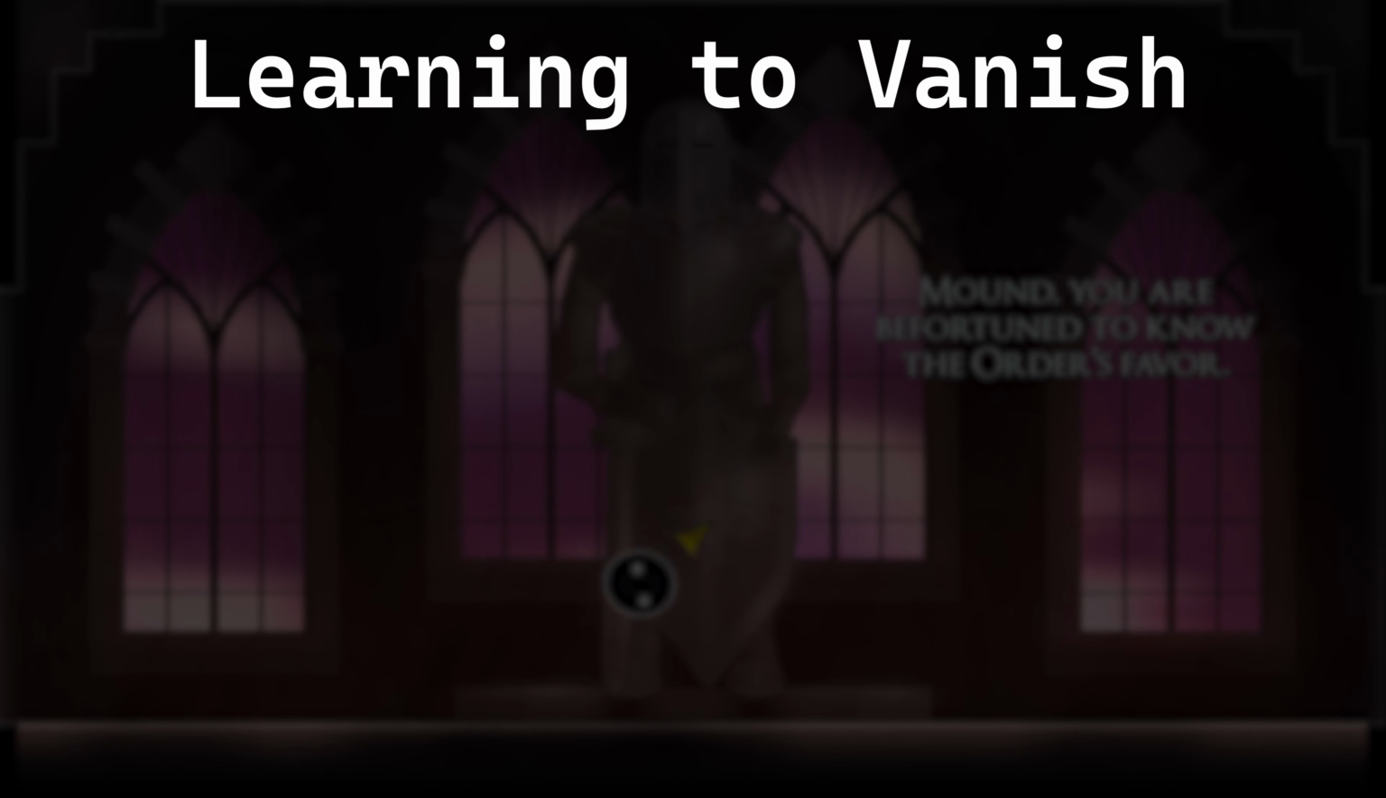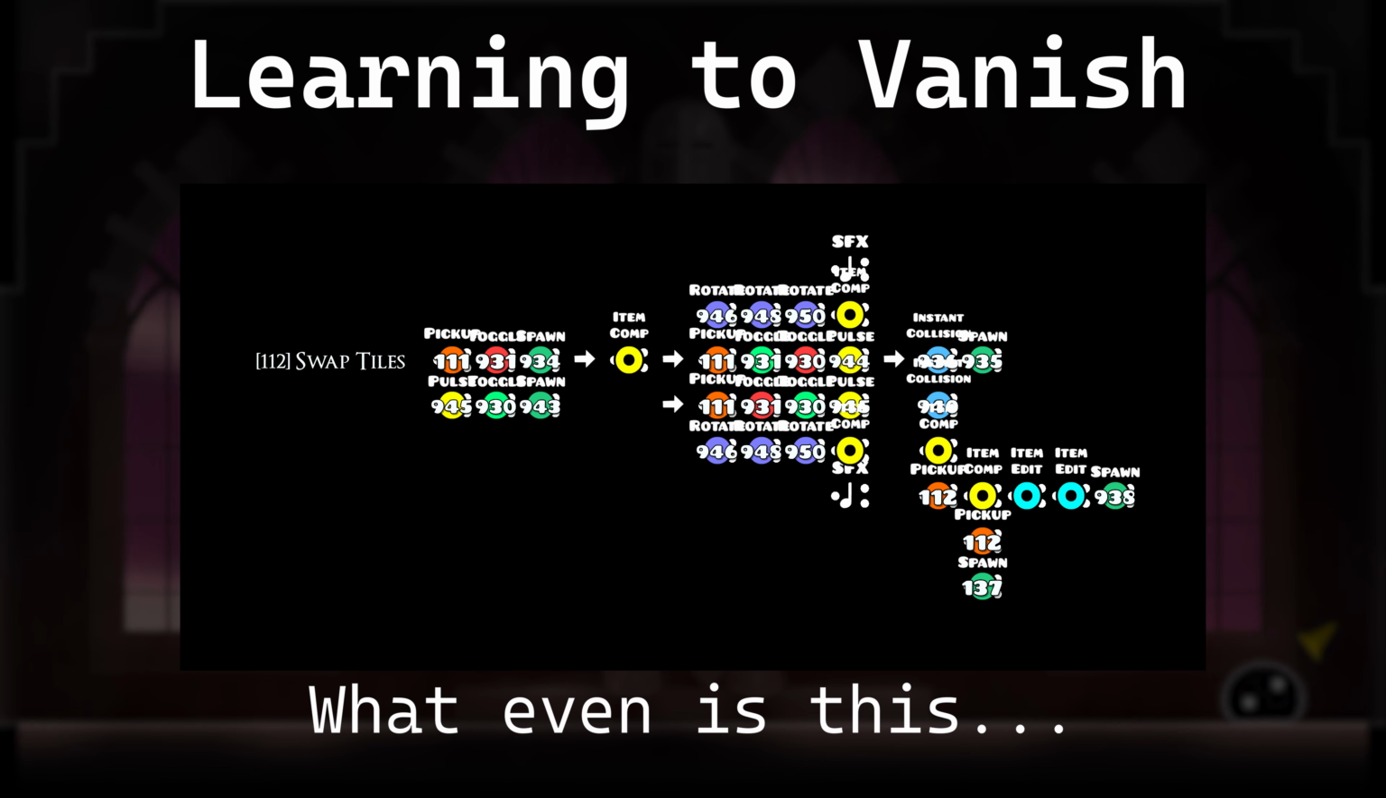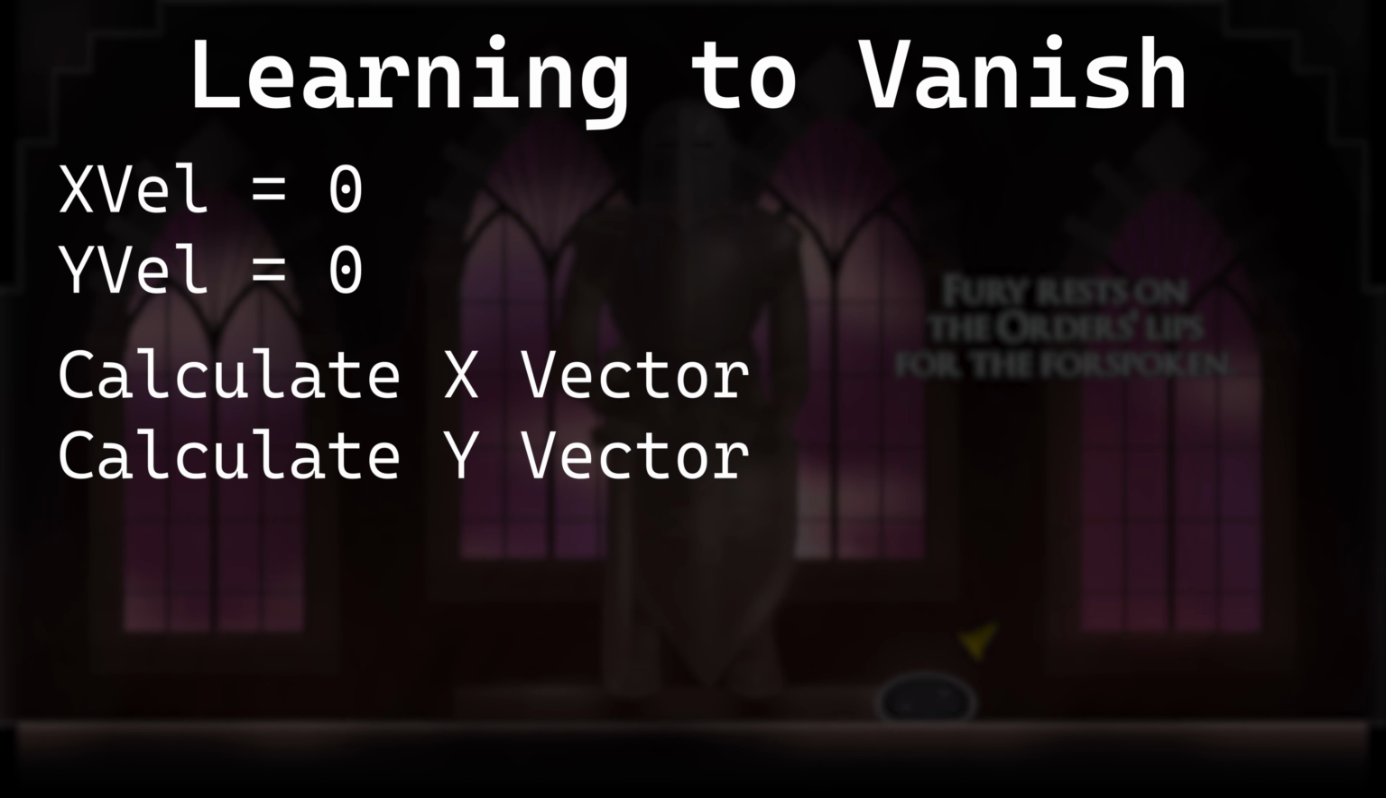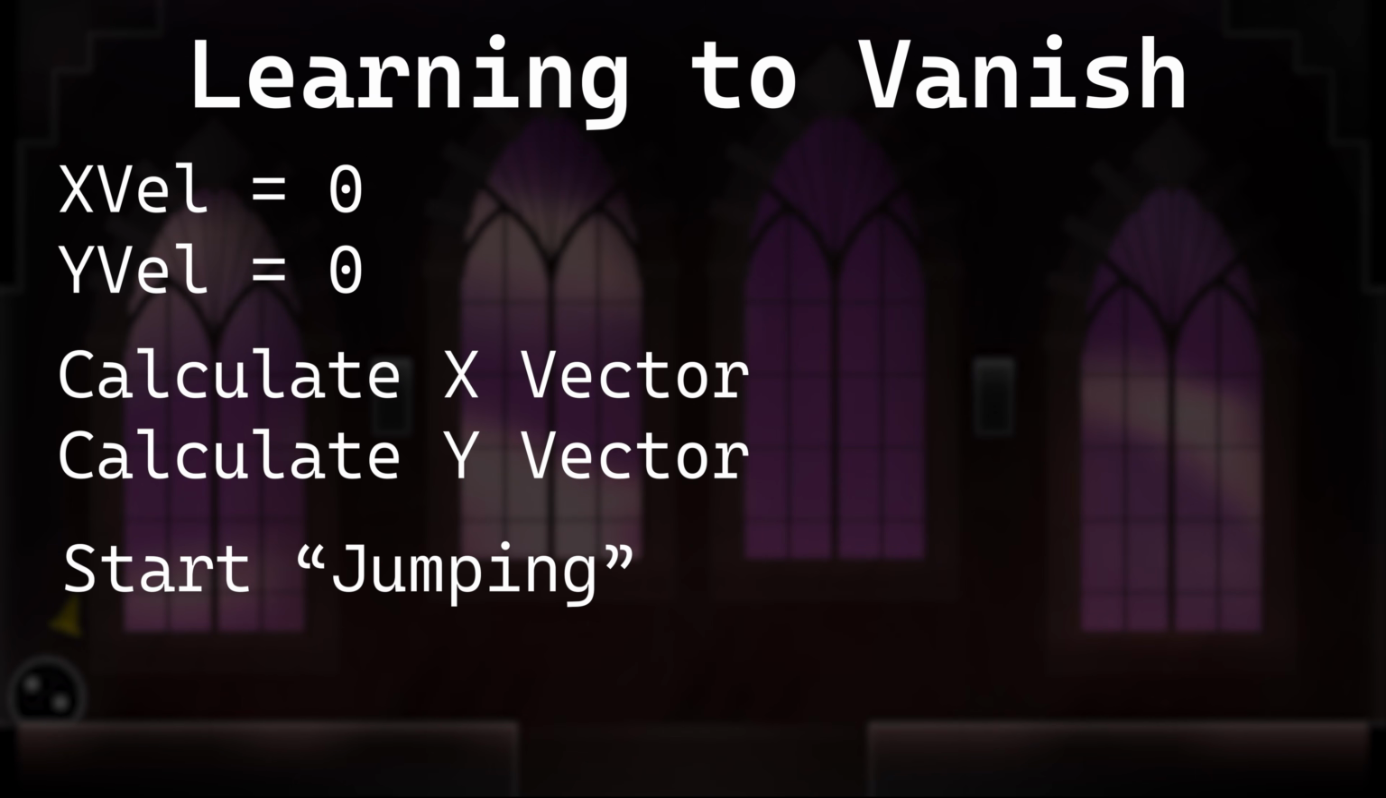Vanishing platforms are a fun one. They're very complicated behind the scenes for reasons I won't get into, but the gist of them is that you start a jump with 0 X and Y velocity, so you simply just start falling.